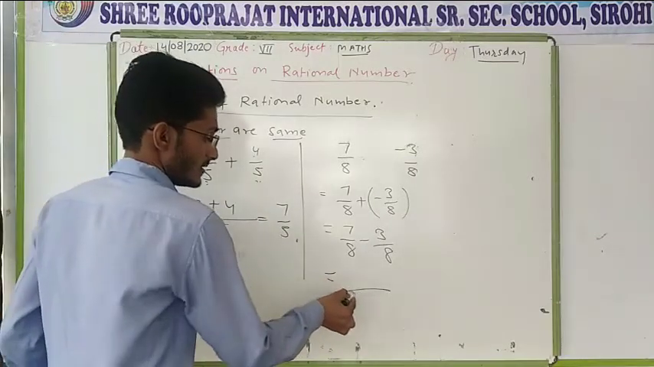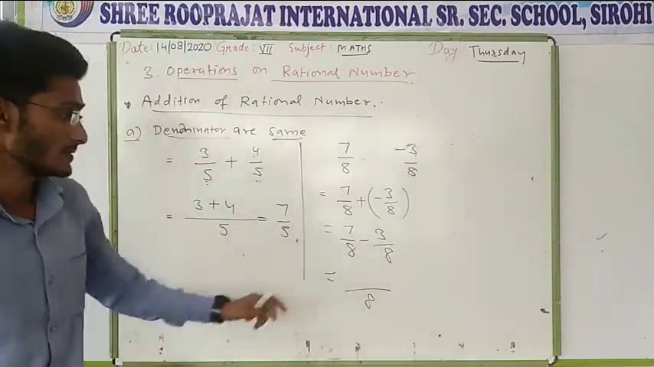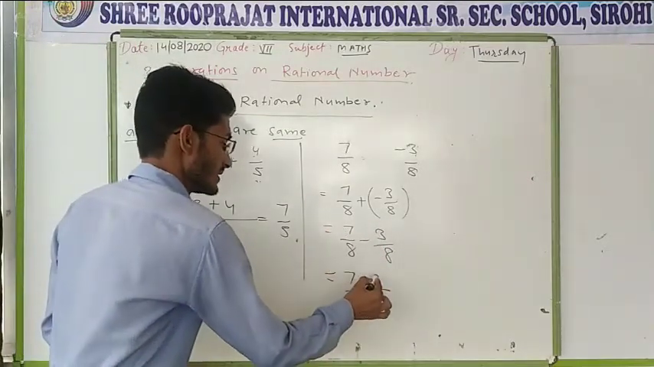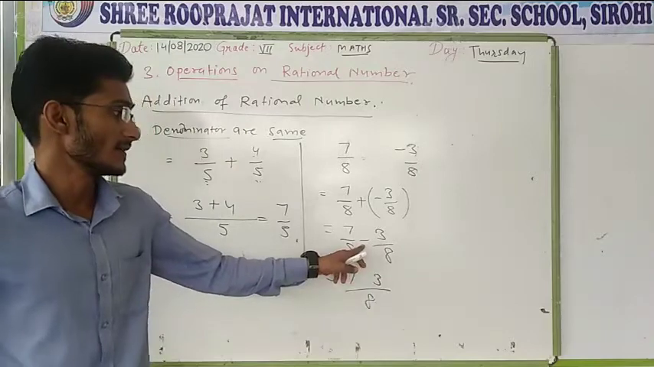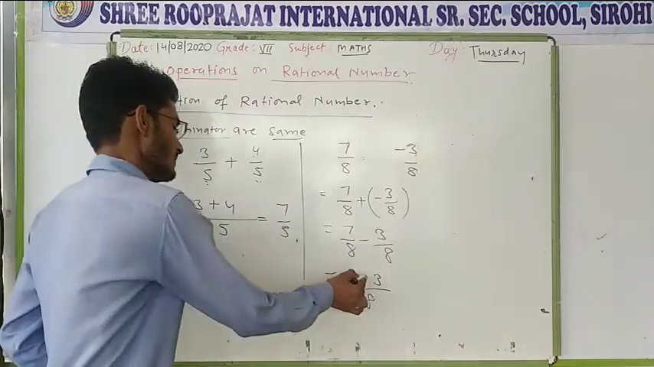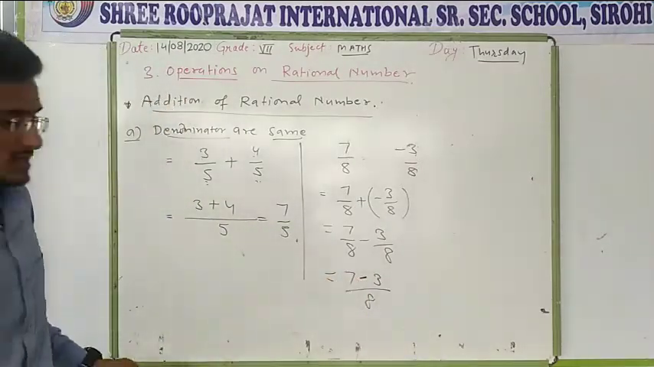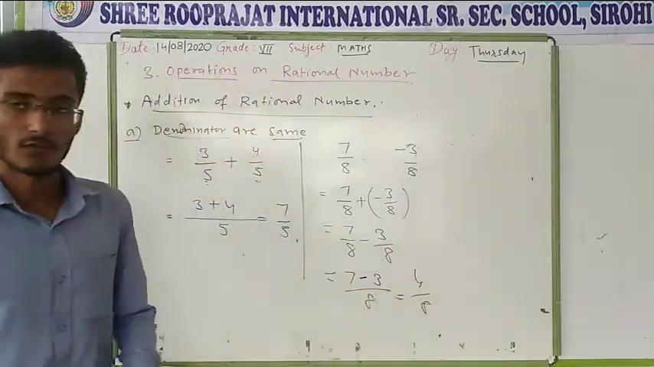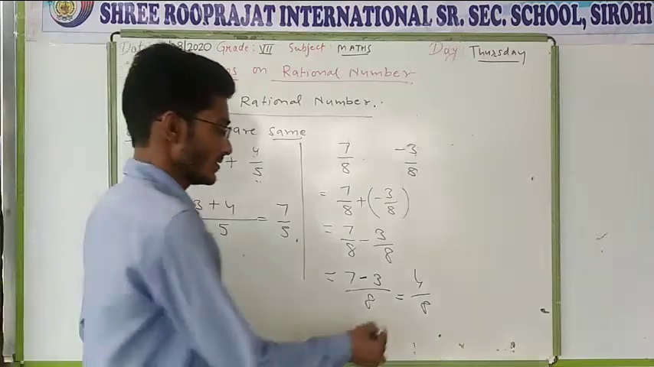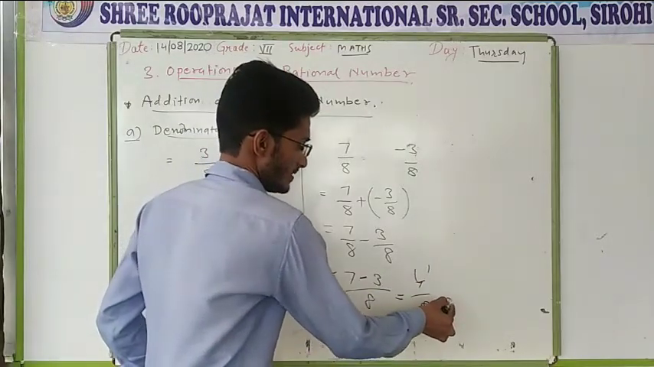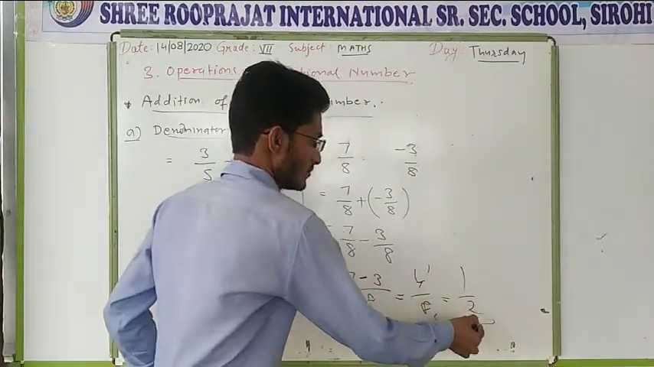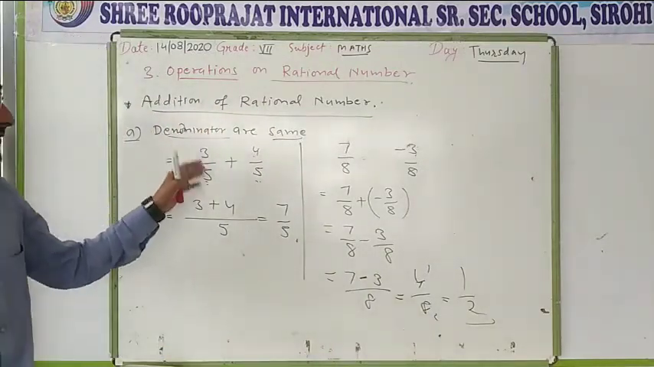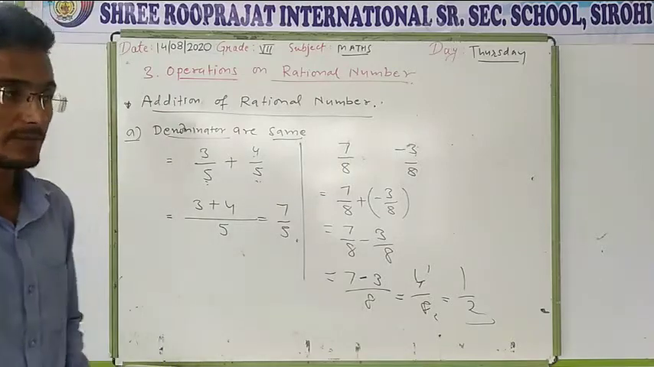Again the denominator will be the same. You just add or subtract the numerators. It is given 7, it is given 3. But this time there is a negative rational number, so it will be a minus. So 7 minus 3, you will get 4 by 8. Still 4 and 8 both are divisible by 4. So 4 ones are 4 and 4 twos are 8. Your final answer is 1 by 2, that means half. Okay, so that is when the denominators are the same.